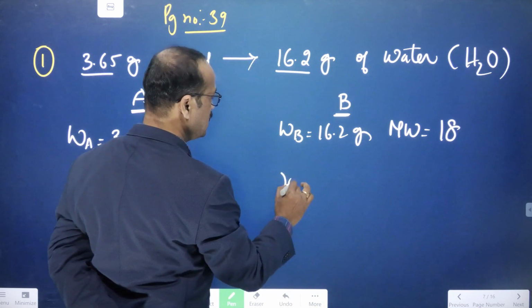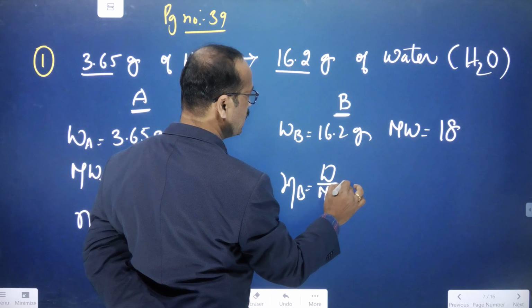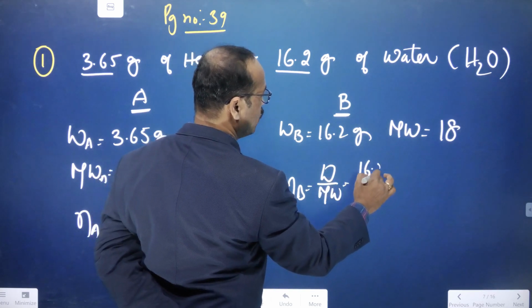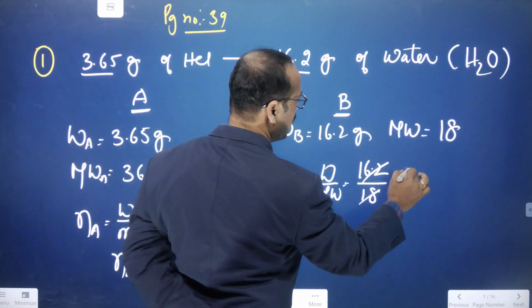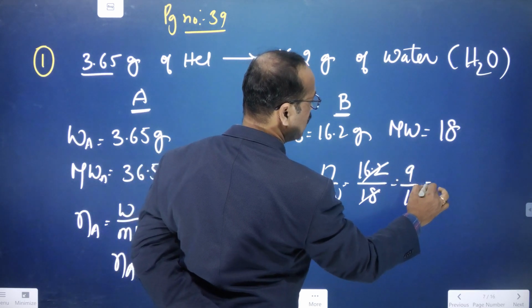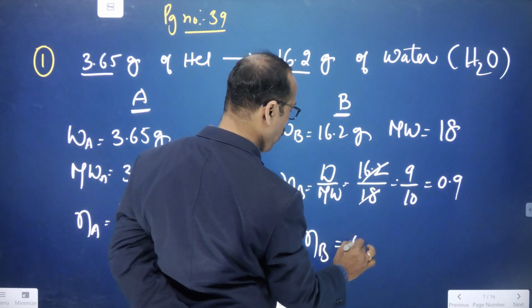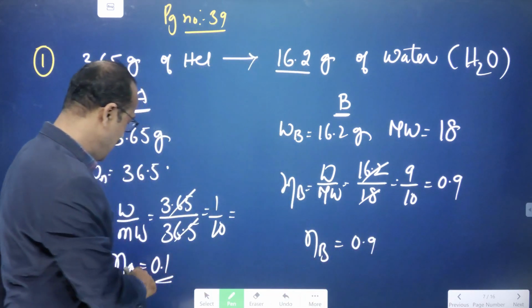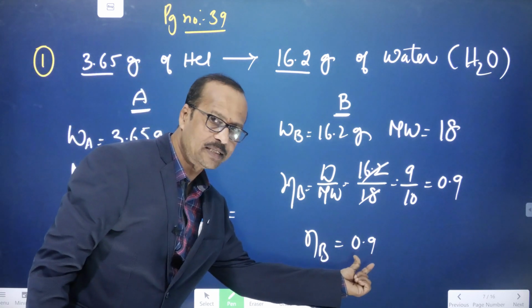So number of moles is equal to weight by molecular weight. That is 16.2 by 18. If we cancel, 9s are 10s, so that will get 0.9. So Nb I got 0.9. So Na, the number of moles of solute, is 0.1, and the number of moles of solvent is 0.9.